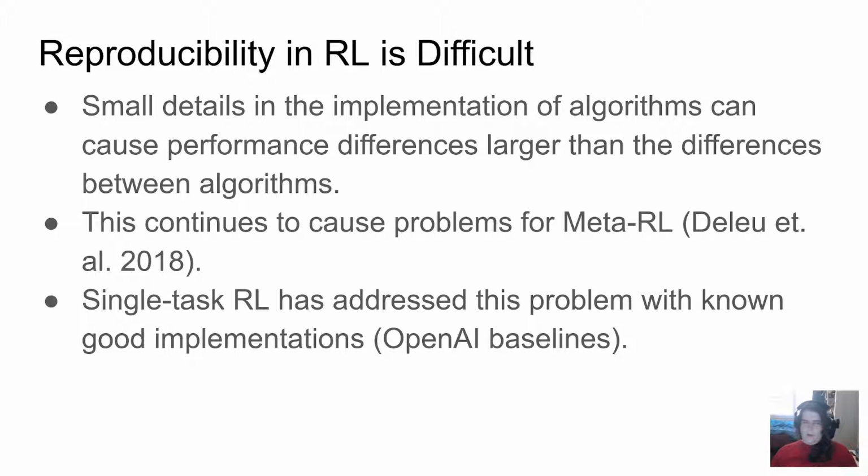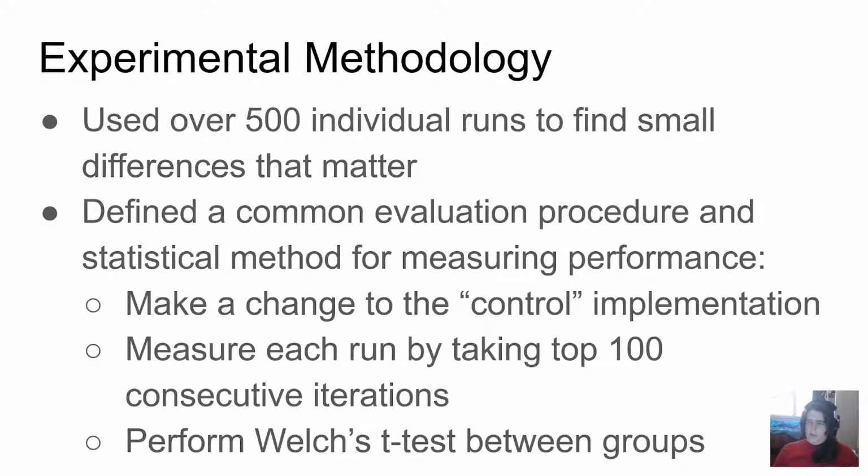The other reason that we really think Garage is important is that in single task RL, the difficulties around small details mattering have been as much as possible addressed by having a common good implementation that everyone uses. That ensures that if everyone uses that same set of baselines, then everyone's comparing against the same objectives, and this minimizes confusion about the performance of various algorithms. In this paper, we take an experimental methodology to show that not only do small details matter in single task RL, but they also matter significantly in meta and multitask RL.